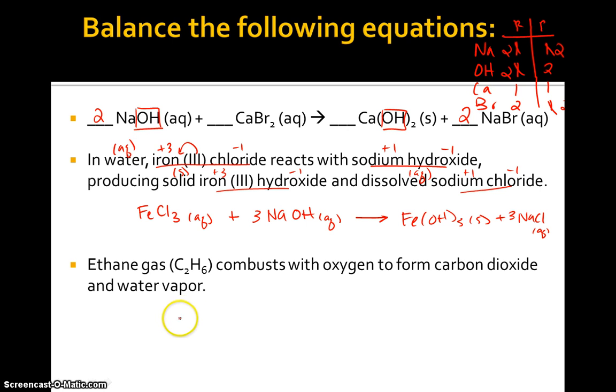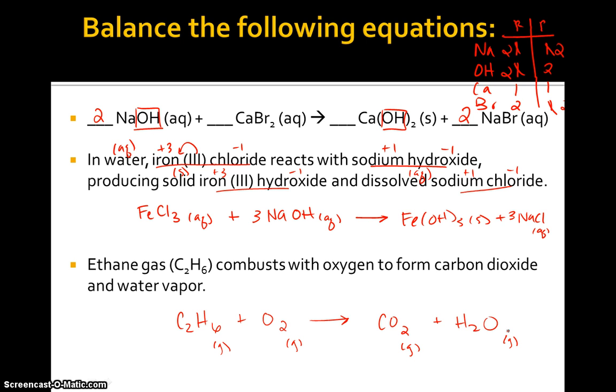So I've got C2H6 combusting with oxygen. Remember, oxygen is one of those Hunkebrück guys we just taught you. So we have to write it as O2 to form carbon dioxide, which is CO2, and water vapor, which is H2O. And our states of matter are going to be a gas, a gas, a gas, and a gas.